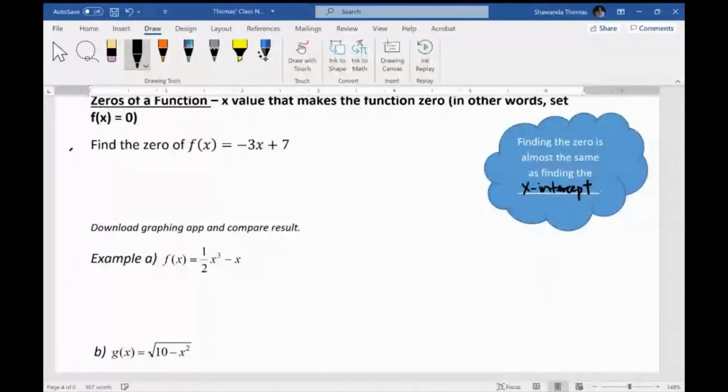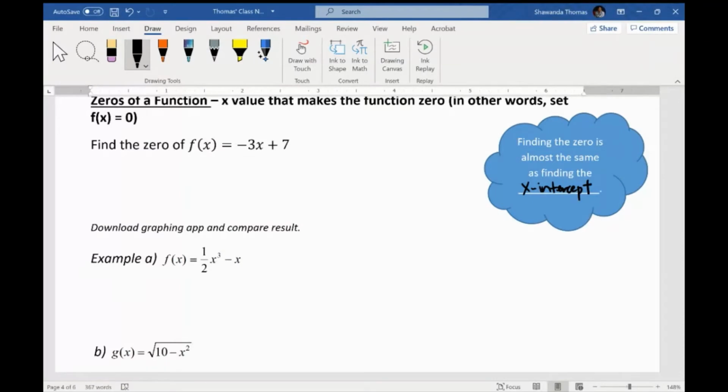Now, finding the zeros is the same thing as what, you guys? Finding the what? Not the y-intercept, but the x-intercept. So in algebra class, before this class, you all had to find the x-intercepts. Guess what? You're doing the same thing right now, but in pre-cal, we call it finding the zeros of a function. All right.